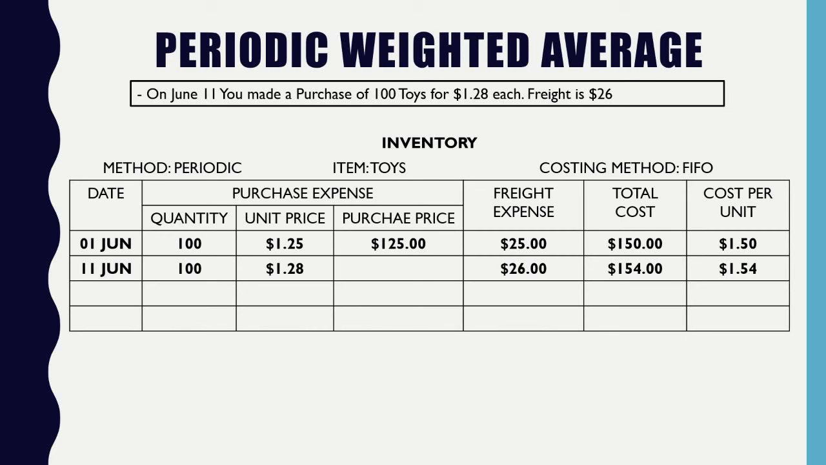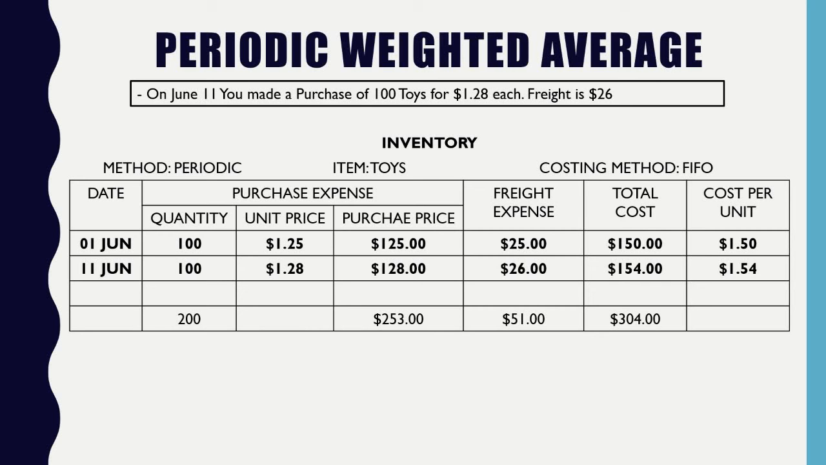Now we reach the end of our period. That's our total purchases that we made, so I'm going to total up my columns. I know that I have 200 items. The total purchase price is $253, and my total freight is $51, giving me a grand total cost of $304.